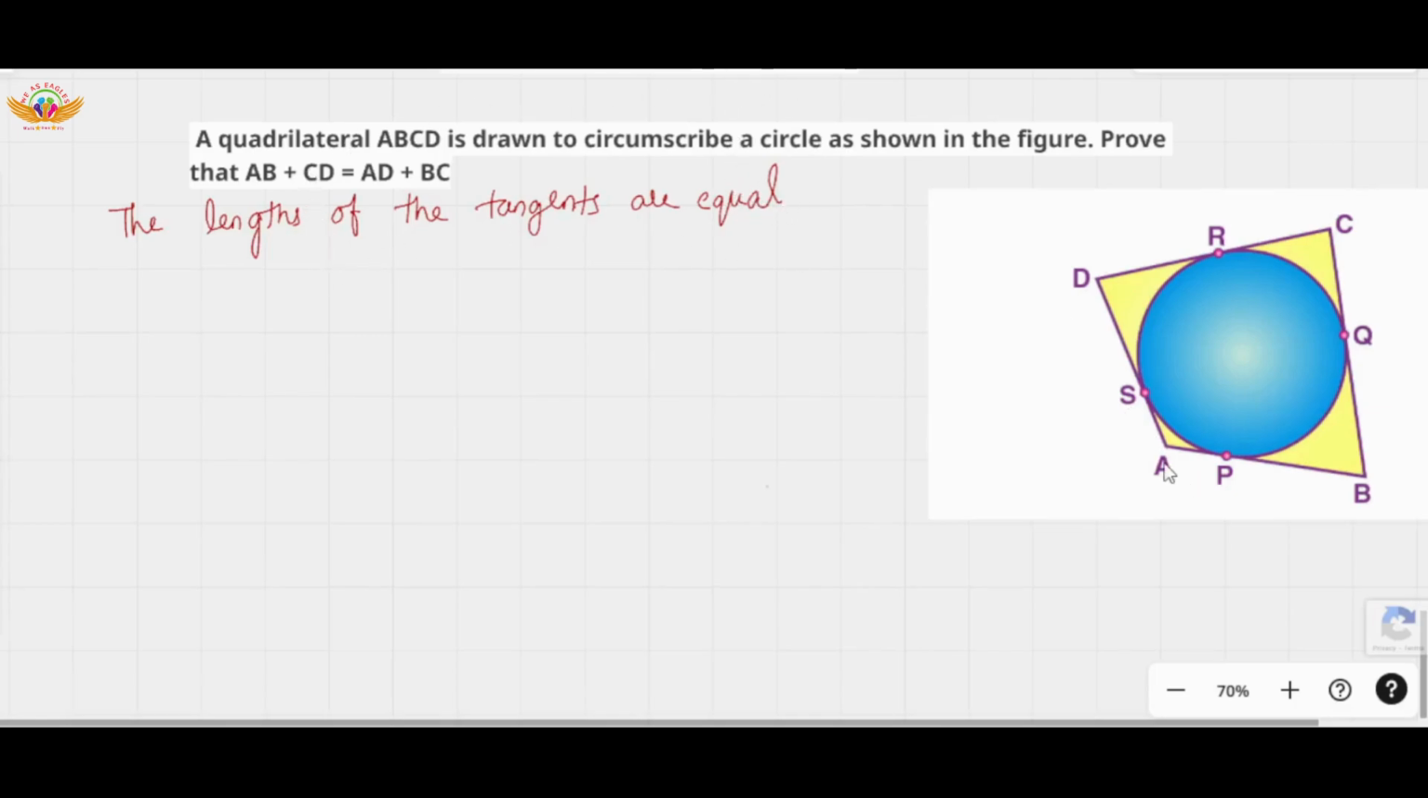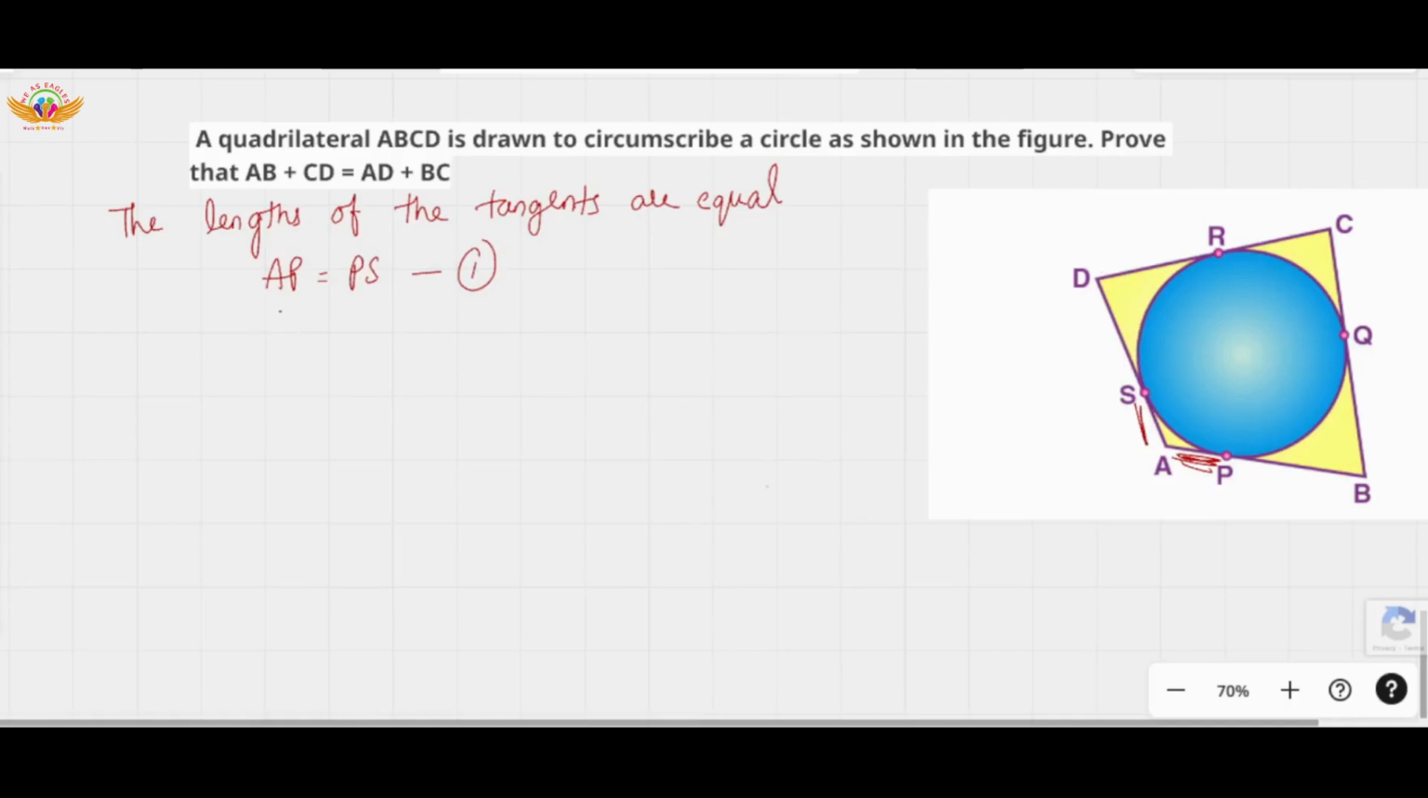So what will happen? This AP is nothing but AS. This is AP and this is AS. AP is a tangent drawn from the point A and AS is a tangent drawn from the point A. These two tangents are equal, from the first theorem that we learned. So I'm writing AP is equal to AS, the first one.